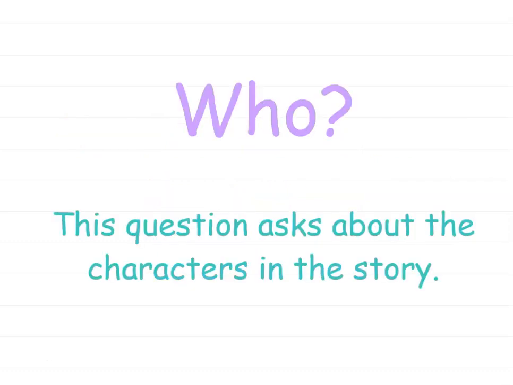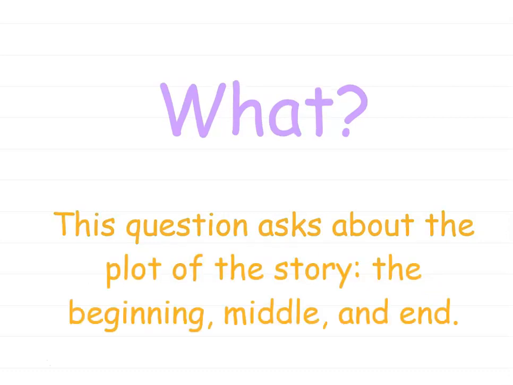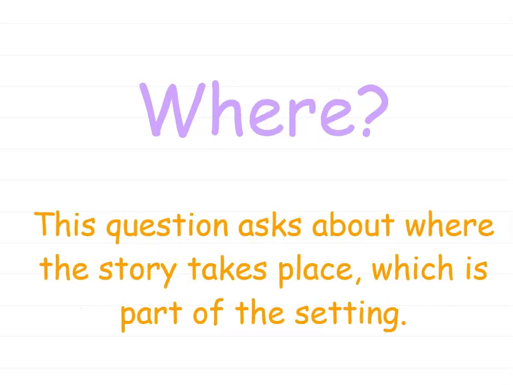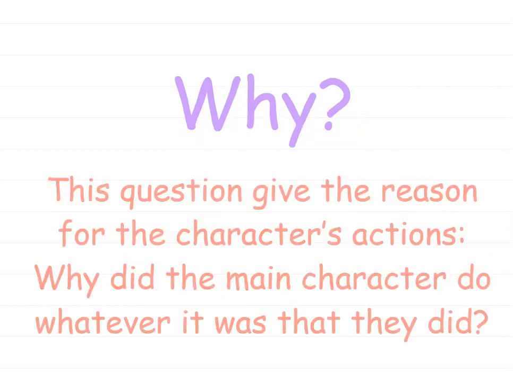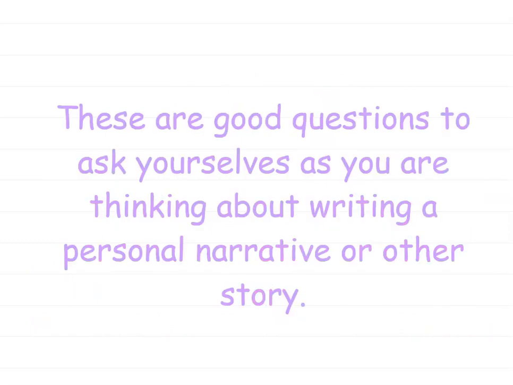Who? This question asks about the characters in the story. What? This question asks about the plot of the story, the beginning, middle, and end. Where? This question asks about where the story takes place, which is part of the setting. When? This question asks about the time of the story, which is part of the setting. Why? This question gives the reason for the character's actions. Why did the main character do whatever it was they did? These are good questions to ask yourselves as you are thinking about writing a personal narrative or other story.